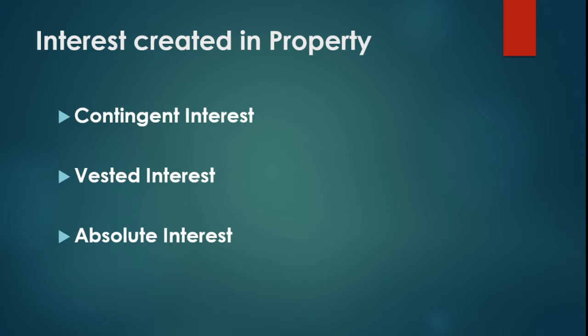Now there is only one possibility: if this X, before attaining majority, is unable, or let us say he dies before attaining majority, it is only then that this vested interest will not be fructified into an absolute interest. In all other circumstances, the vested interest, because of the specific event which is being spoken about, is certain.